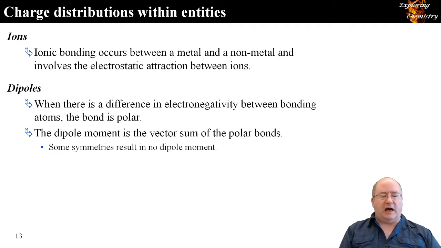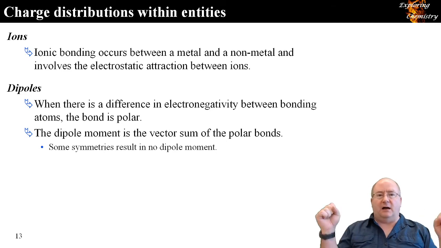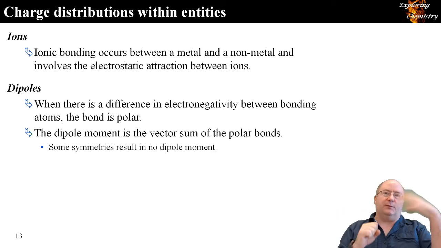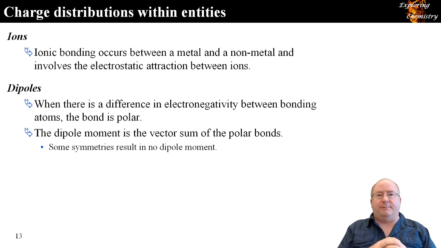Just to touch on ions before we put it aside, we've dealt with ionic bonding for a lot. Metal and a nonmetal, positively charged metal, negatively charged nonmetal, electrostatic interaction that forms sodium chloride, calcium oxide, whatever it happens to be. So that's ionic bonding, and we've seen that quite a bit.